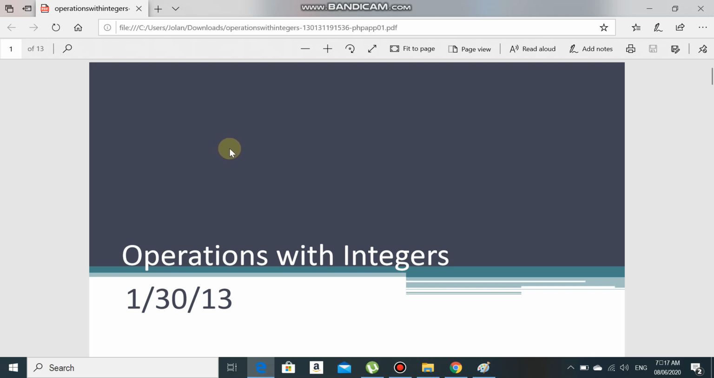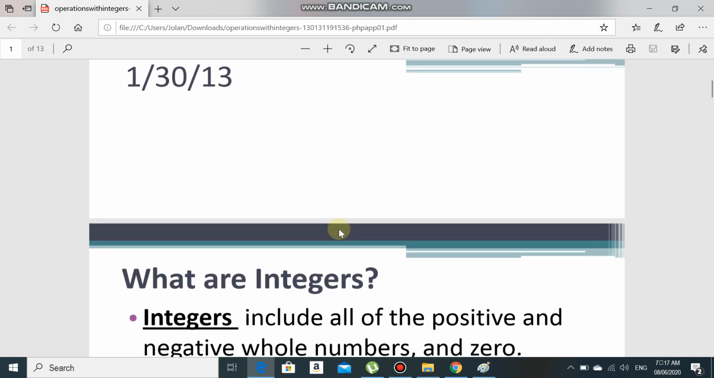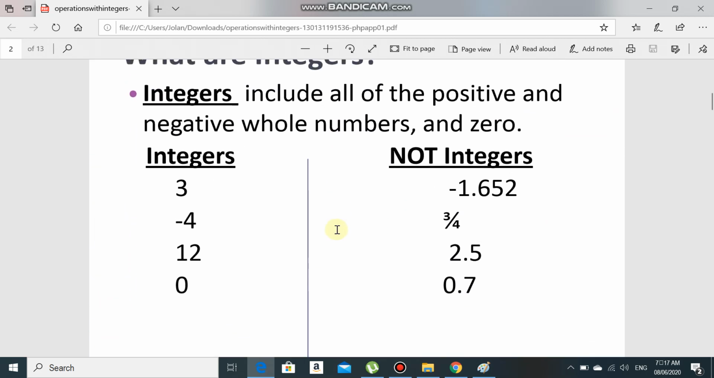Our lesson for today will be all about operations on integers. First of all, we need to define integers. What are integers? Integers include all of the positive and negative whole numbers, including 0.